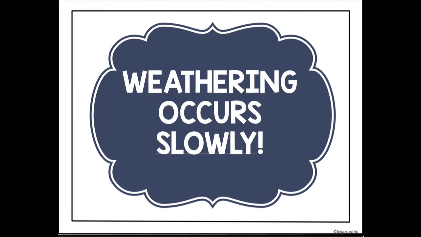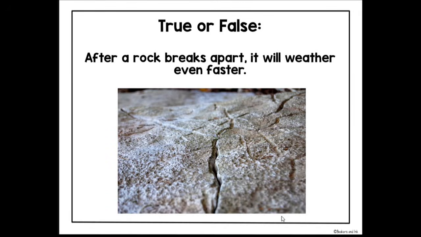So one really important fact of weathering is that weathering occurs really slowly. Think back to that picture of the Appalachian Mountains. To imagine that they were once the size of the Himalayas means that it has taken hundreds of millions of years to occur. Here's a question for you. True or false? After a rock breaks apart, it will weather even faster.